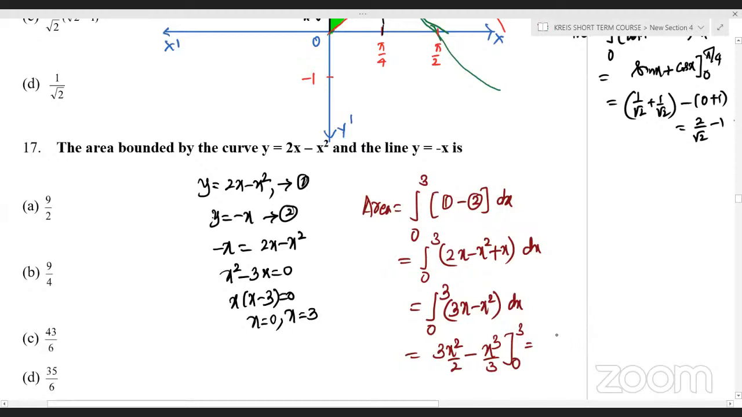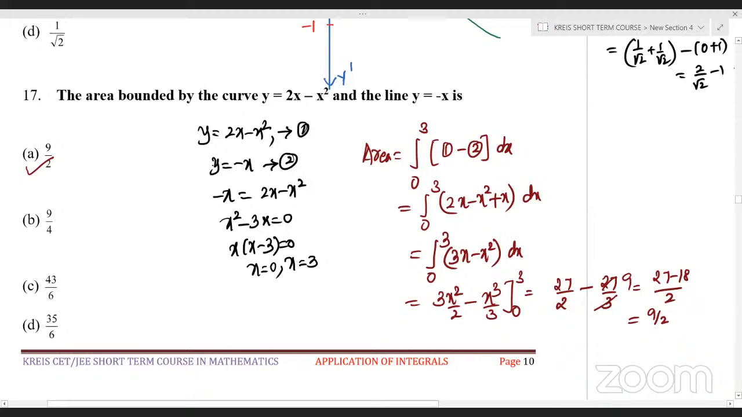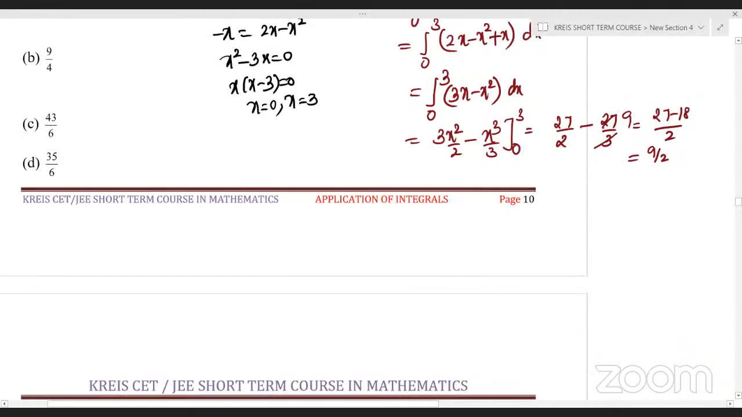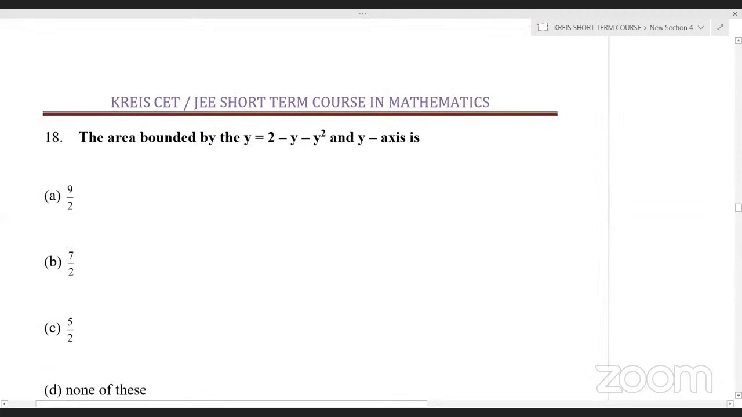At the upper limit, 3 into 9, it is 27 divided by 2 minus 3 cube is 27 divided by 3 you get, right? So this is going to be nothing but, on simplification, 3 nines are 27 minus 18, it is 27 minus 18 divided by 2, it is going to be 9 by 2 square units. So option A is going to be the correct answer for this, right? Right. So Rakshita, you answered the first one, it's correct, right? Then we'll go for 18th question.